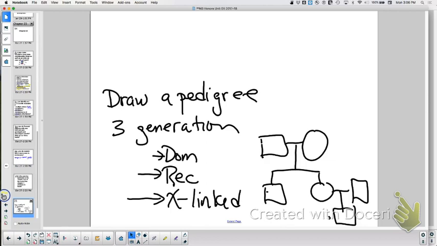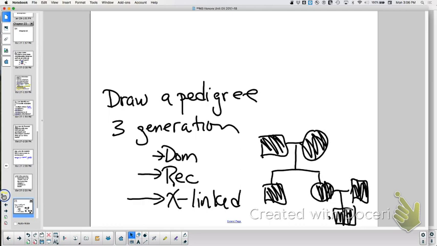So you need to convince me with a pedigree, okay, 3 generations, that you know that this is what a dominant one looks like. This is what a recessive one looks like. Do I want you to do a dominant one and it just looks like this? It works. You think you're going to get all the points? No. Recessive. Nobody's sick. No. What you're trying to do is show me what I need to look for.